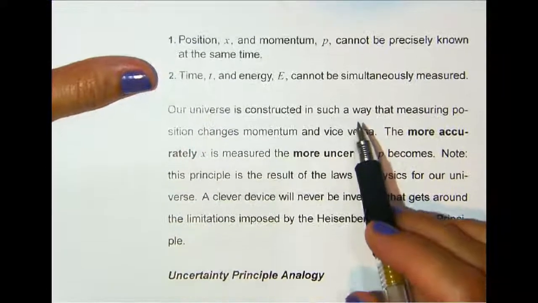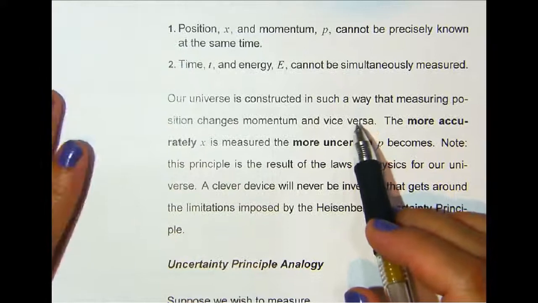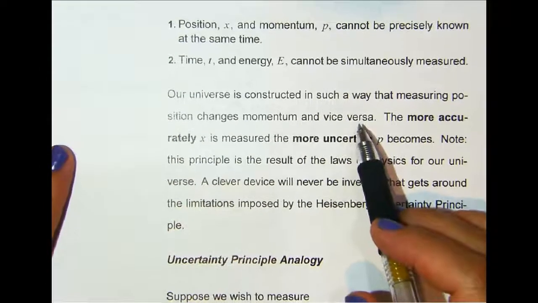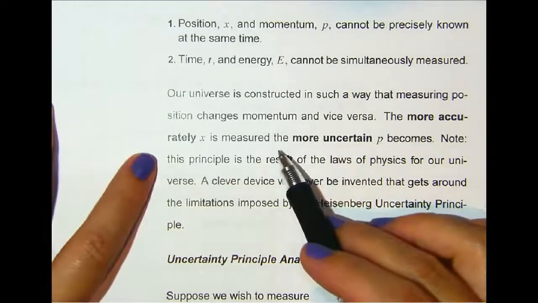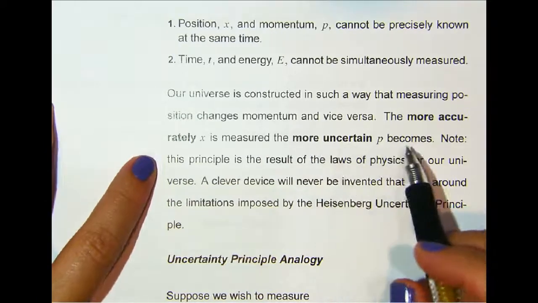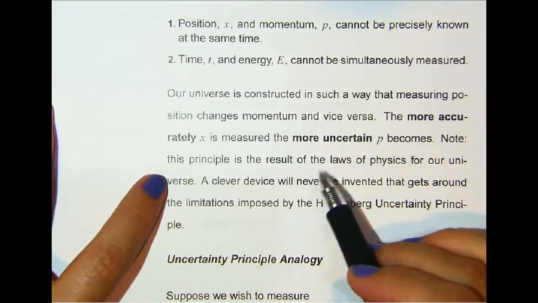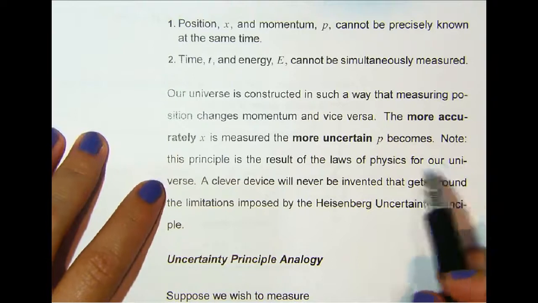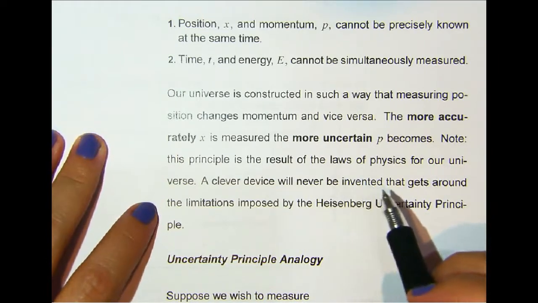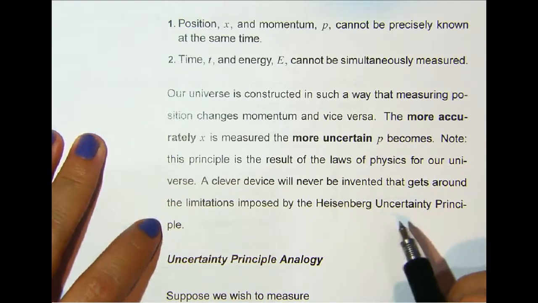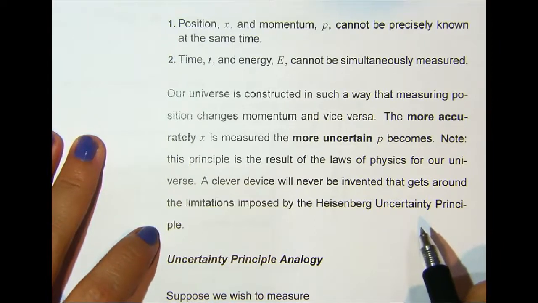Our universe is constructed in such a way that measuring position changes momentum and vice versa. The more accurately x is measured, the more uncertain p becomes. Note this principle is the result of the laws of physics for our universe. A clever device will never be invented that gets around the limitations imposed by the Heisenberg uncertainty principle.